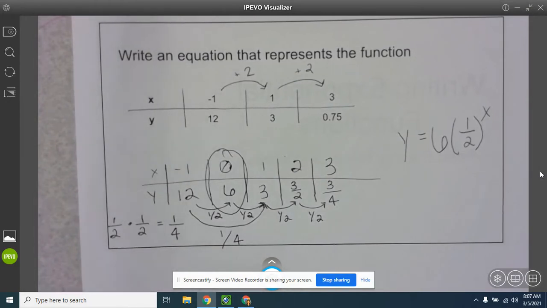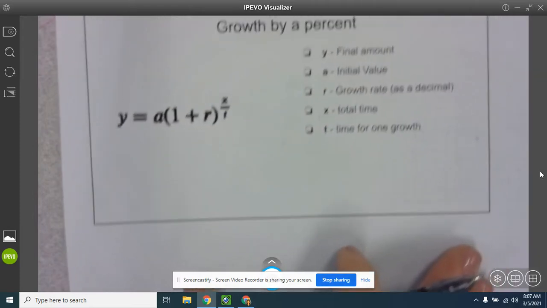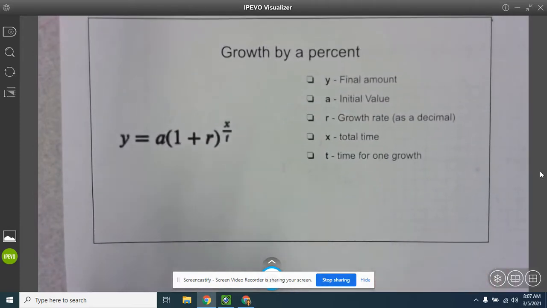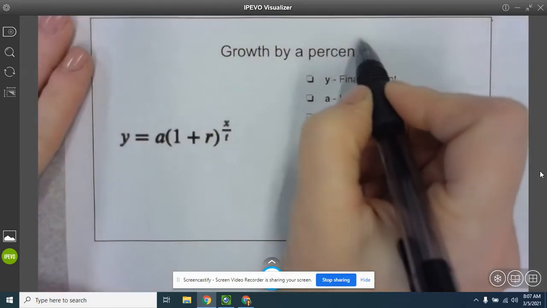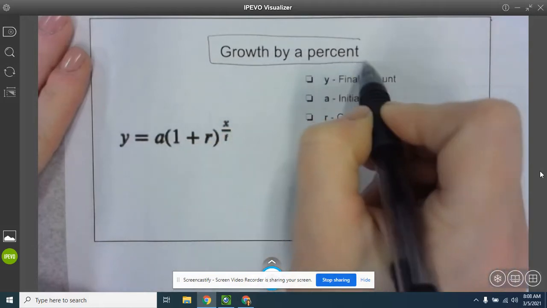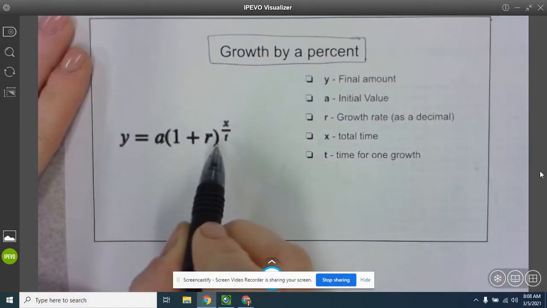Now with words, this is where some flashcards might be beneficial because we have some formulas that we're going to need to memorize. So if you see in your word problem some type of indication that our data or our information is growing by a percentage, we're going to use this formula here.